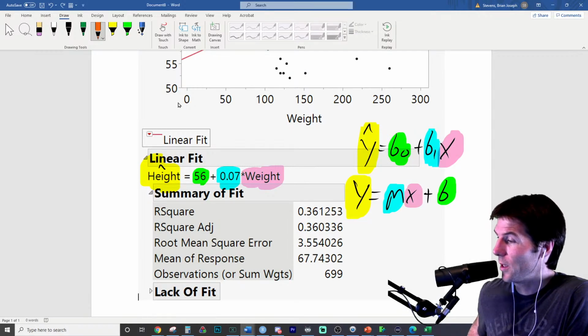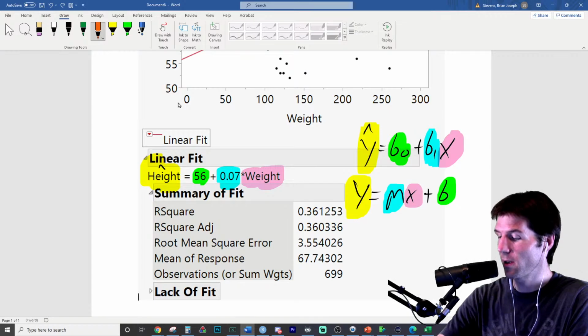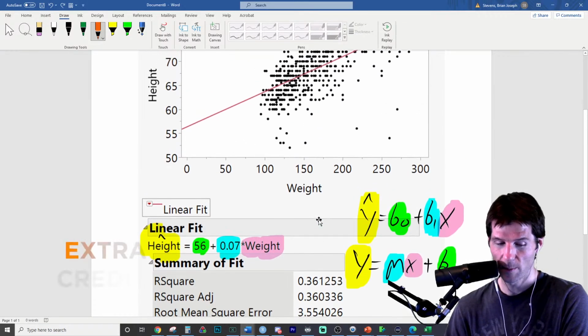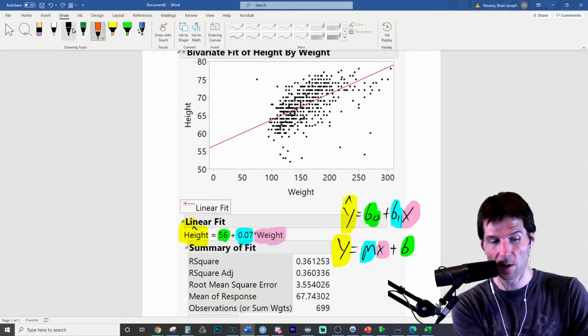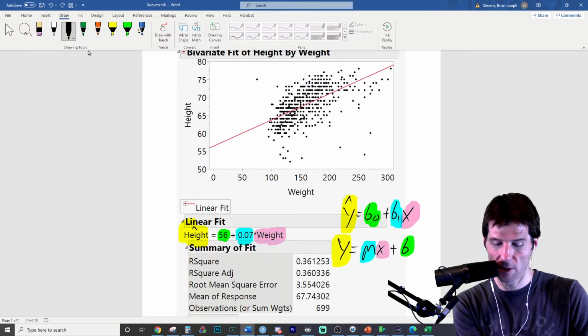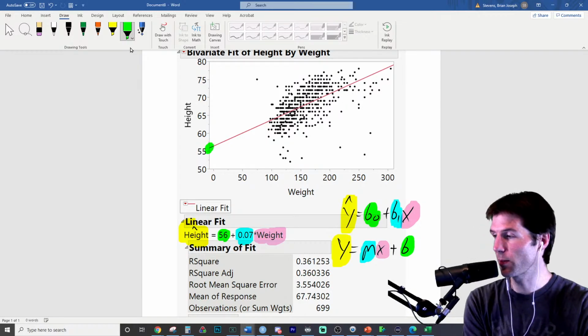When weight is equal to 0, we expect height to be equal to... Nice job right there. 100 points. That's exactly what the intercept is. Remember, the intercept sometimes might be off the scale, and so we colored the intercept in green. So this is where the intercept is at right here.